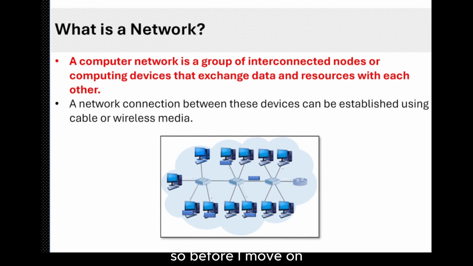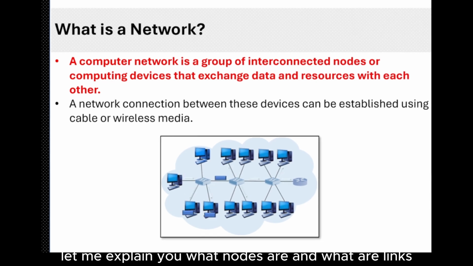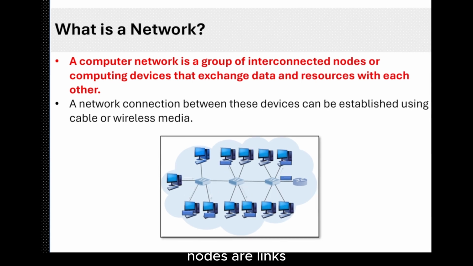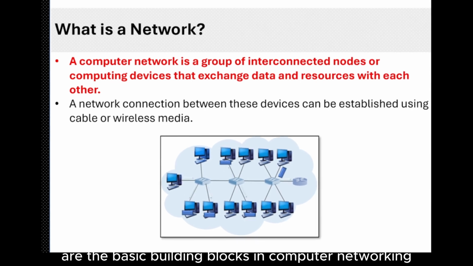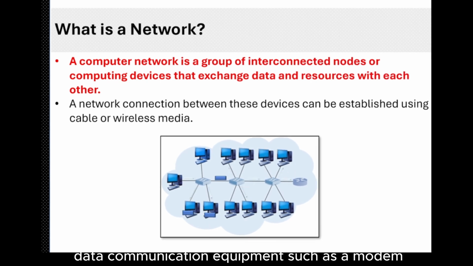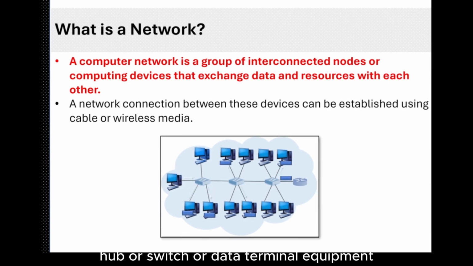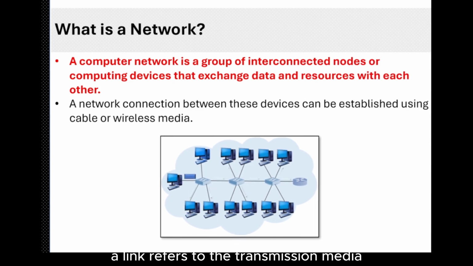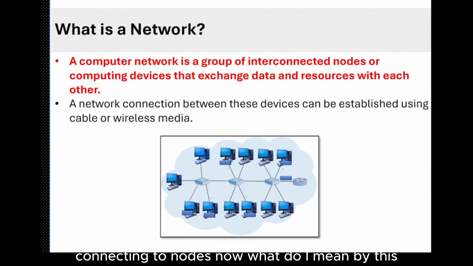Before I move on, let me explain what nodes are and what links are. Nodes and links are the basic building blocks in computer networking. A network node may be data communication equipment such as a modem, hub, or switch, or data terminal equipment such as two or more computers and printers. A link refers to the transmission media connecting nodes.